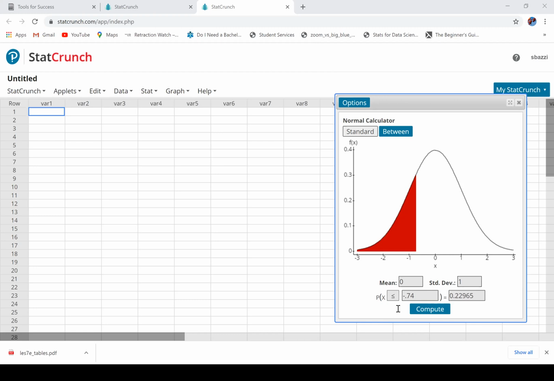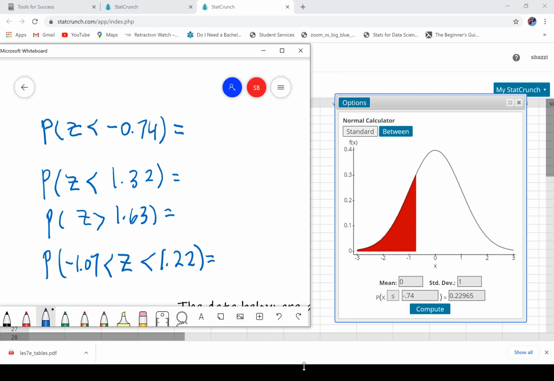It doesn't matter whether it is less than or equal to or less than. It's the same thing. There is no such thing as equal. The probability of x equals something under the normal curve is 0. So that's the answer. You get 0.22965. Okay, so let me write it down. 0.2297. Now we need a probability of z less than 1.32.